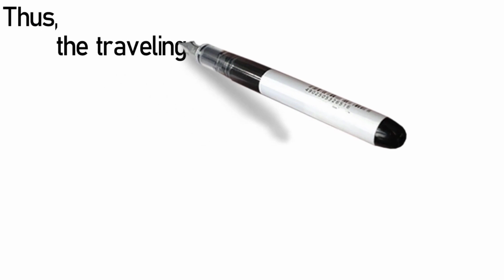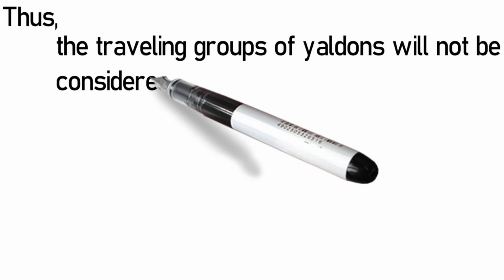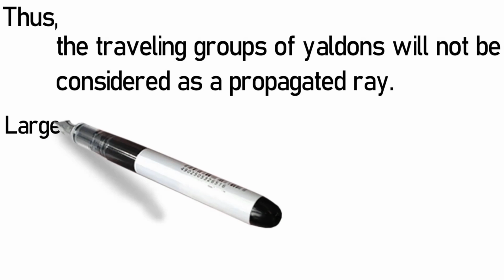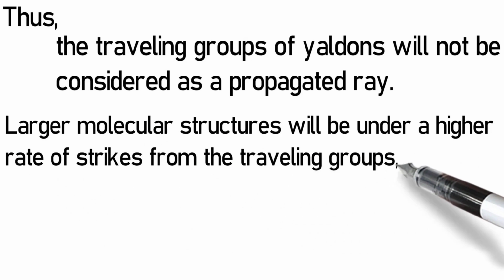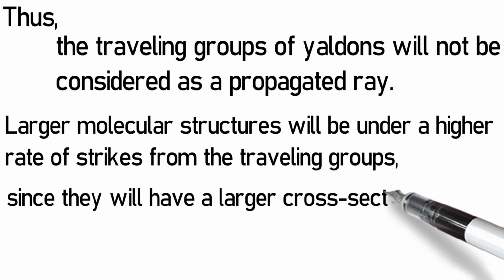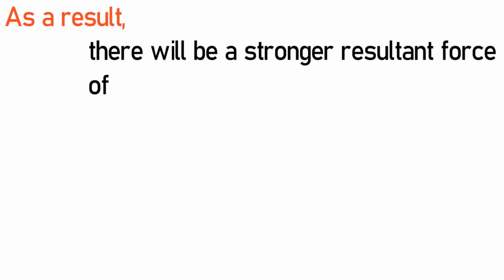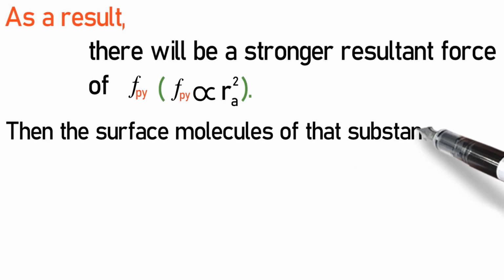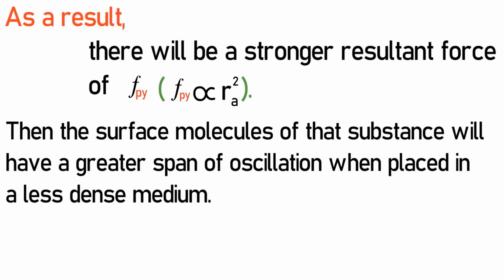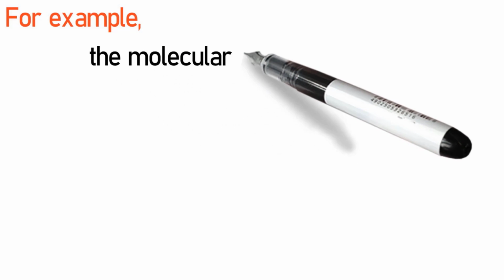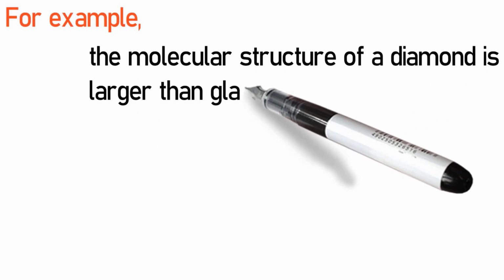Thus, the traveling groups of Yaldons will not be considered as a propagated ray. Larger molecular structures will be under a higher rate of strikes from the traveling groups since they will have a larger cross-sectional area. As a result, there will be a stronger resultant force of F sub py. Then the surface molecules of that substance will have a greater span of oscillation when placed in a less dense medium. For example, the molecular structure of a diamond is larger than glass.